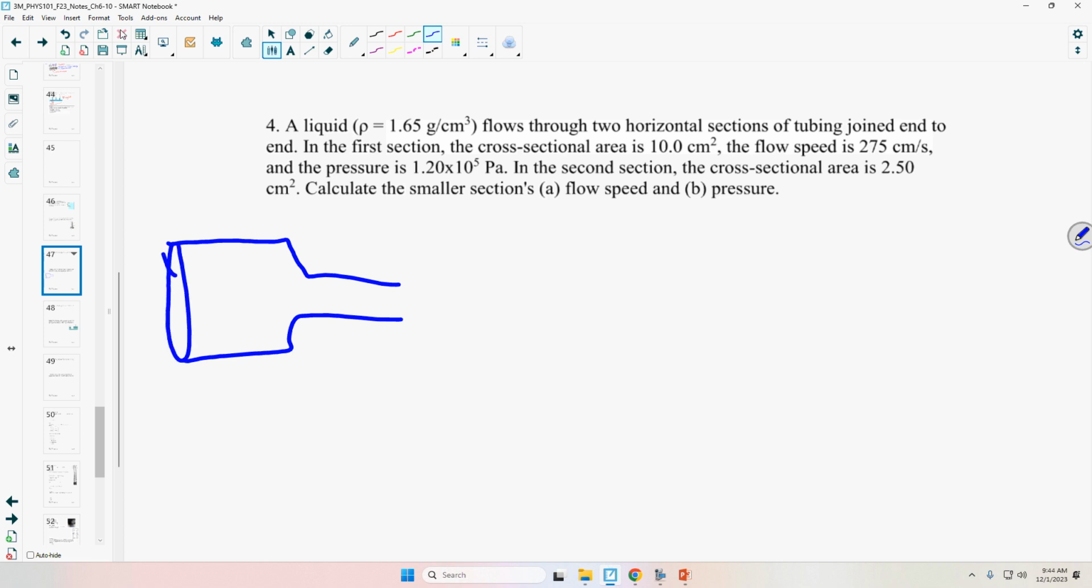And so this area here, I'll call this A1. It is equal to 10 centimeters squared. And this area right here, I'll call it A2, is equal to 2.5 centimeters squared. And then I tell you that the velocity here, V1, is 275 centimeters per second.